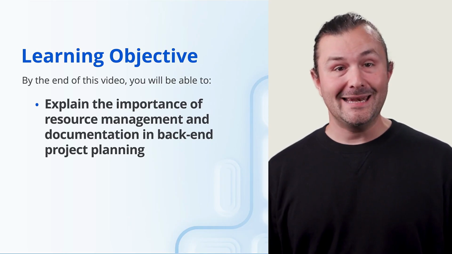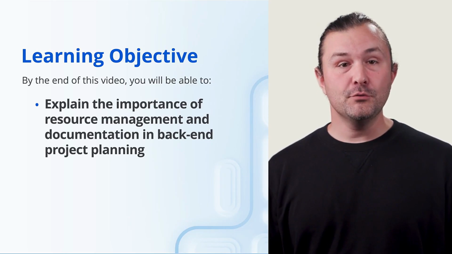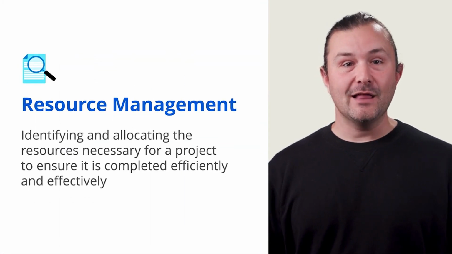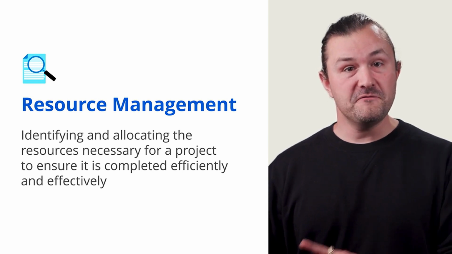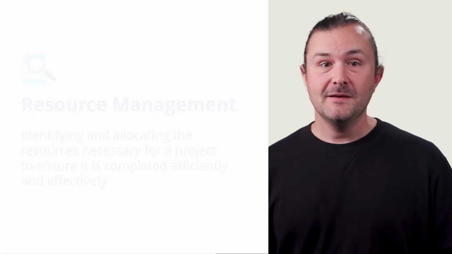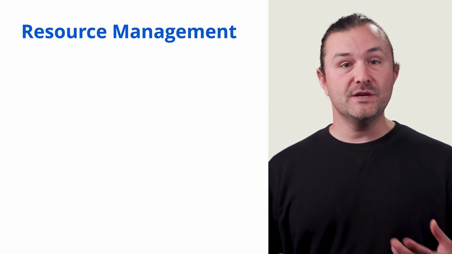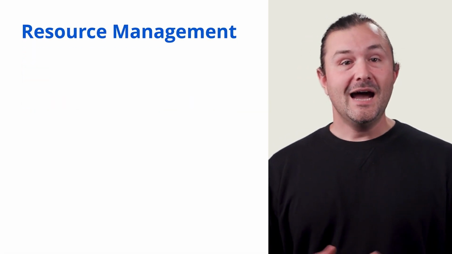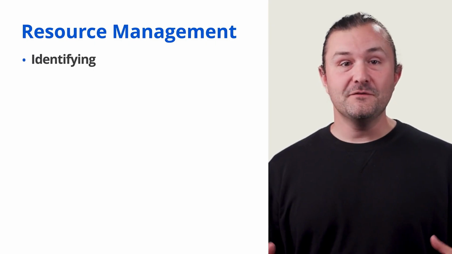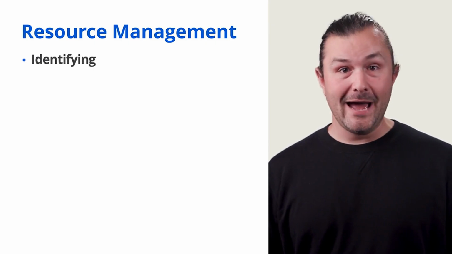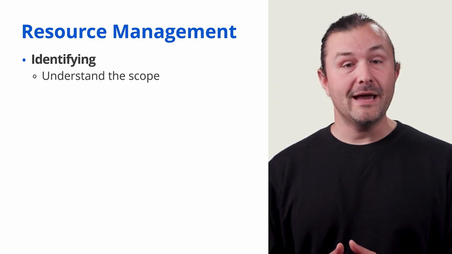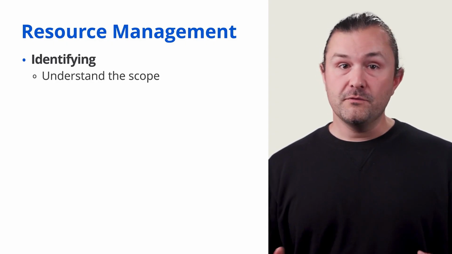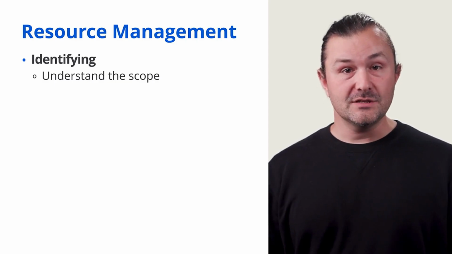back-end project planning. First, let's explore resource management. Resource management involves identifying and allocating the necessary resources for a project to ensure that it is completed effectively and efficiently. Let's break this down, starting with resource identification. Identifying the right resources is the first step in resource management and perhaps the most important. You must clearly understand the project's scope and objectives. So you might review the project specifications and details.